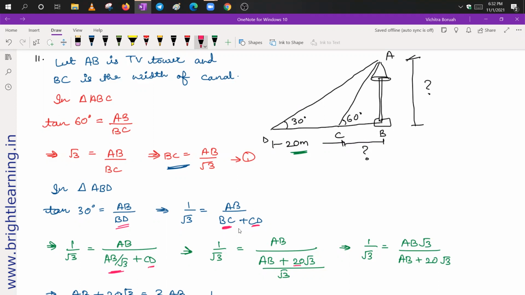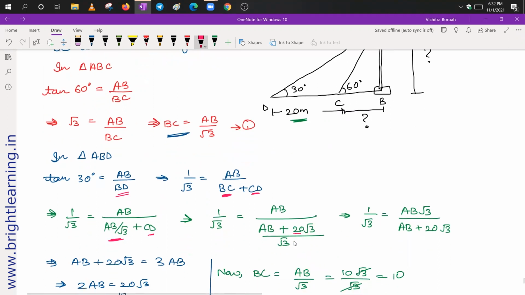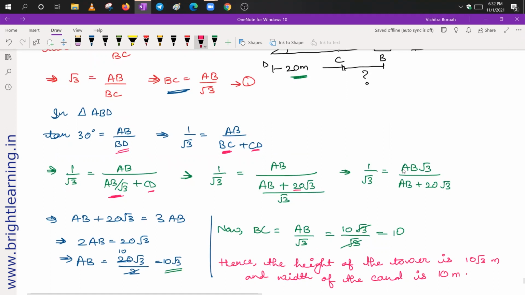After simplification, we got 1 upon root 3 is equal to AB divided by (AB plus 20 root 3) upon root 3. Next, this root 3 goes to the numerator part. And then we have done the cross multiplication. After solving it, we got the value of AB, that is 10 root 3.